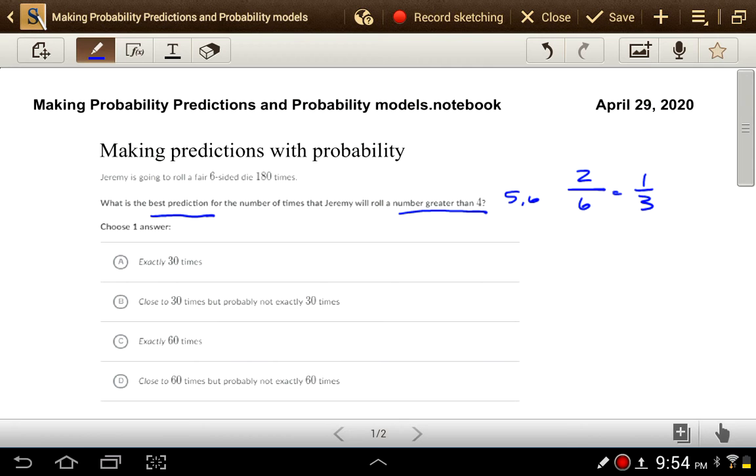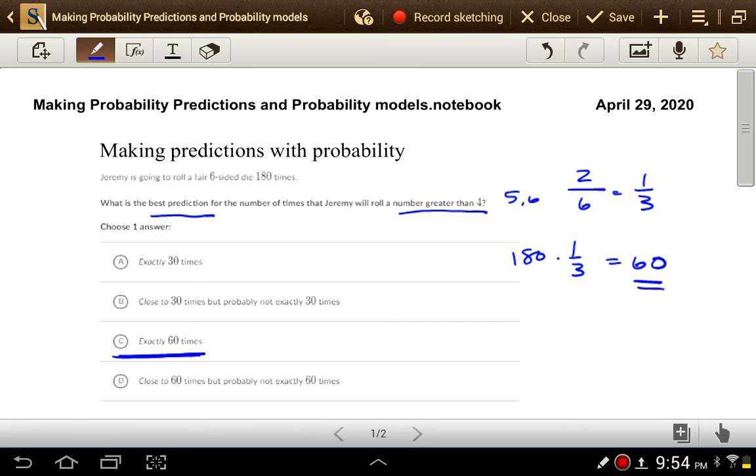So if we're going to roll it 180 times, you would do 180 times 1/3, or 180 divided by 3, and that's going to tell you 60. So if I roll 180 times, you would expect 60 times I'll either roll a 5 or a 6, a number greater than 4. But we don't know if that's going to be true. The best prediction isn't going to say it's going to exactly be 60 times. Just like if you roll a die 6 times, you're not going to get each number 1 time. You don't know what you're going to get. That's what's going to happen over the course of time, but not necessarily in a small sample.